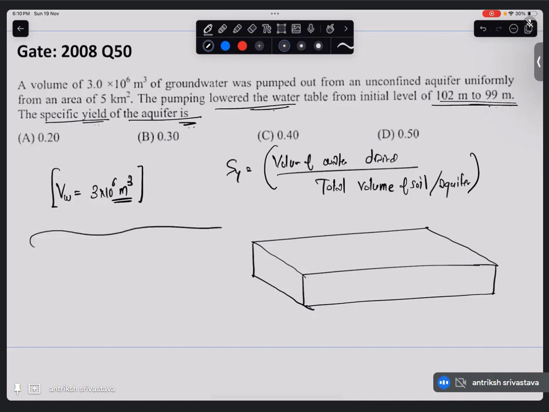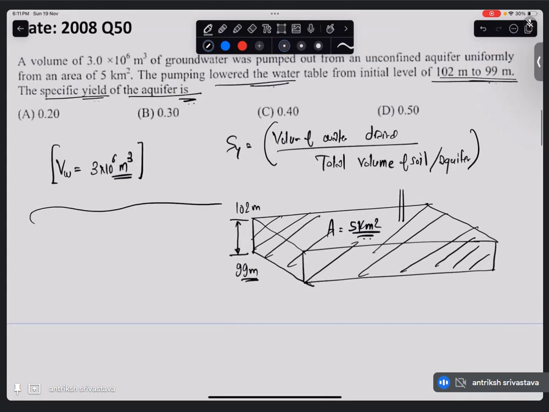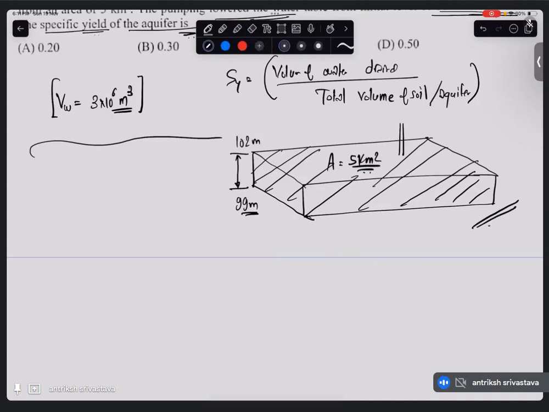So maybe this aquifer is a very big aquifer, but we are interested in the portion from which the water is coming out. The area they told us is 5 kilometer square. I'm just imagining it as a rectangular area, though it can be a non-uniform area. What they told us was the water table was somewhere around 102 meters, but then it went to 99 meters. That means the pumping mainly absorbed the water from this volume of soil, right? So the volume of soil from which this water is taken is nothing but this particular volume.